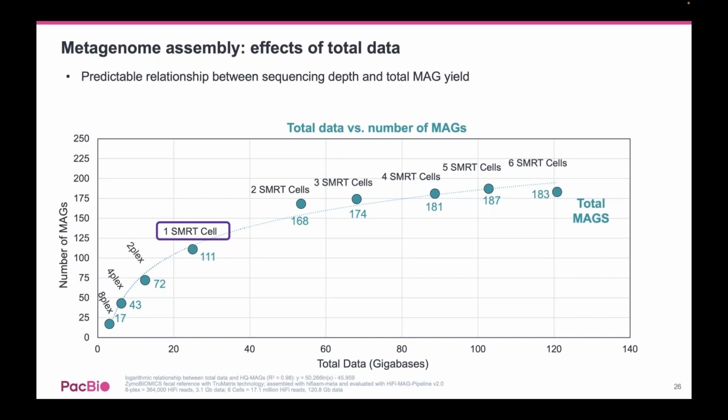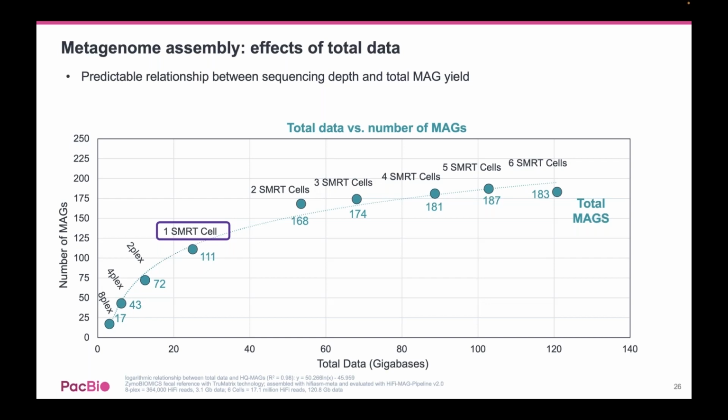And what we see is actually a fairly predictable relationship between sequencing depth and total MAG yield. And so even at an 8-plex, we're obtaining 17 MAGs, which are likely to represent the things that are present in the most high abundance in the sample. That number quickly climbs when we go to 1 SMRT Cell at 1-plex, and it sort of plateaus a little bit as we increase sequencing depth because we're accumulating those really low abundance taxa, and we're able to assemble those genomes. So at some point, we would expect this to level off.